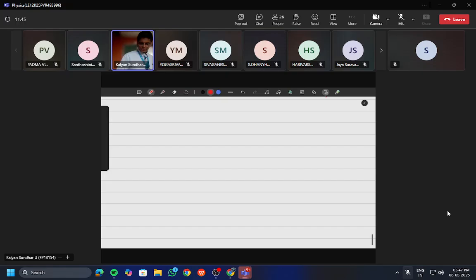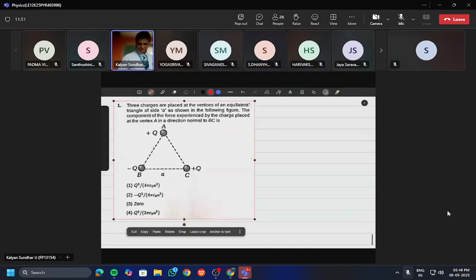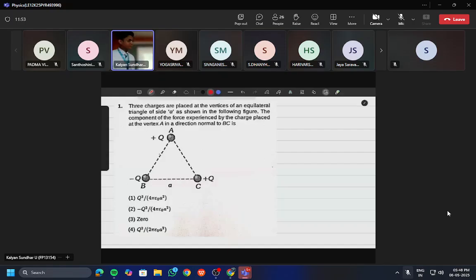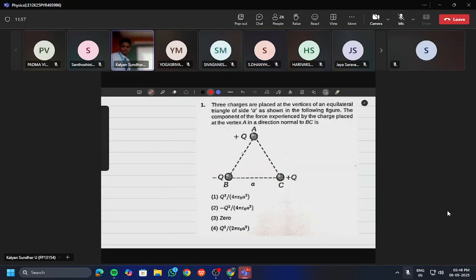Let me start with the first question. So this is your first question. Three charges have been placed at the vertices of an equilateral triangle of side a, as shown in the figure. The component of the force experienced by the charge placed at the vertex A in a direction normal to BC will be found.